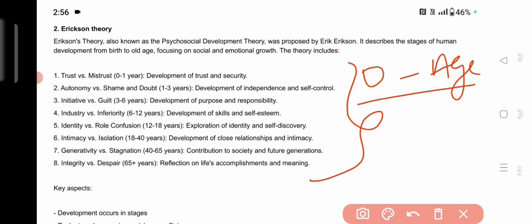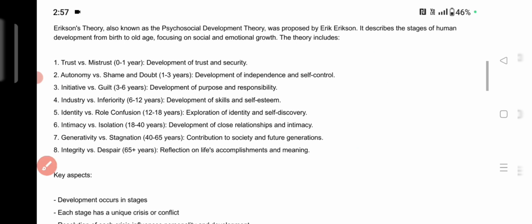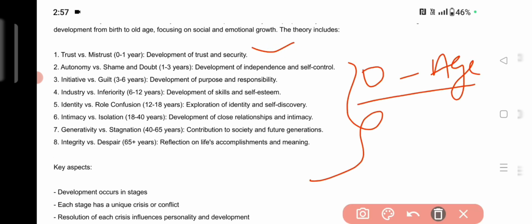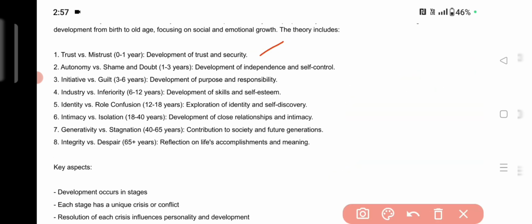So every stage that we have faced, or will face, is clearly explained by Erikson's theory. Coming to the first one, trust versus mistrust. It is the starting stage, 0 to 1 year, development of trust and security. That means during this stage the development centers around trust and mistrust. This stage begins at birth and usually lasts until the baby is 18 months old. That means 12 months or 18 months, it can be probably.